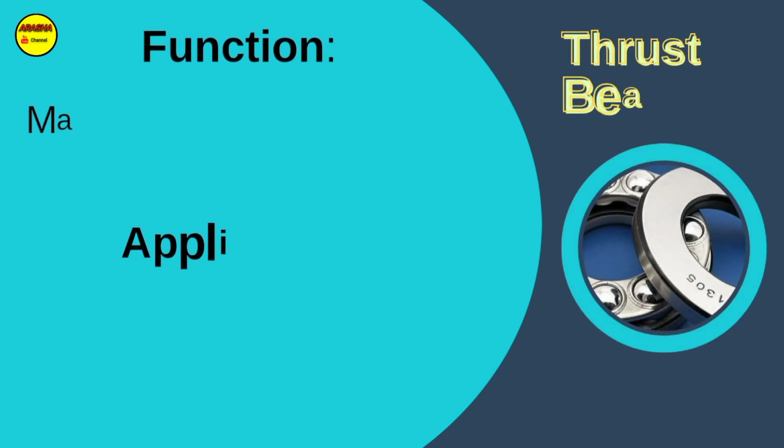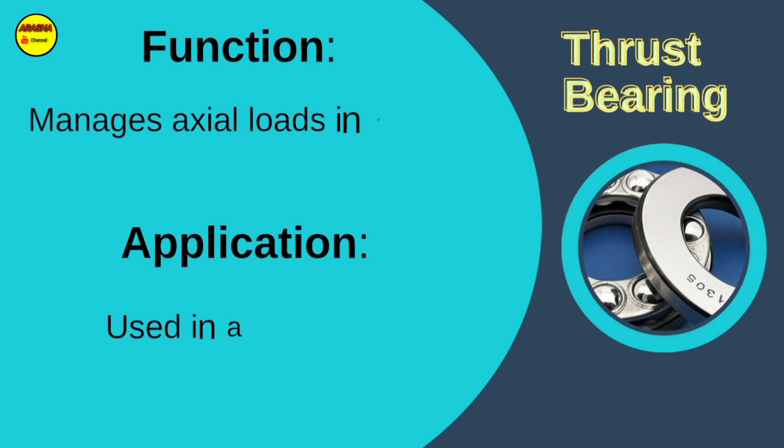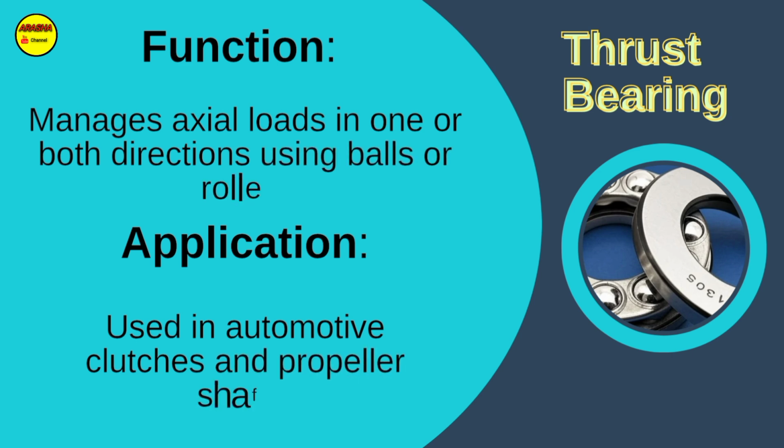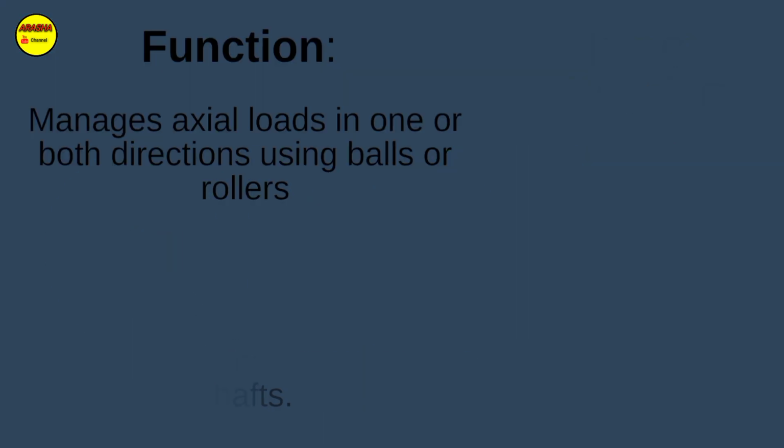Thrust bearing. Function: manages axial loads in one or both directions using balls or rollers. Application: used in automotive clutches and propeller shafts.